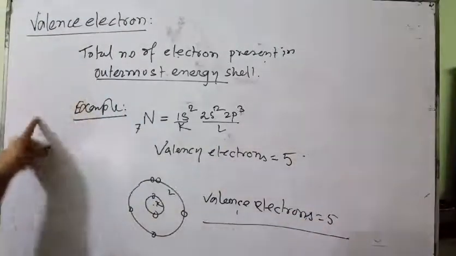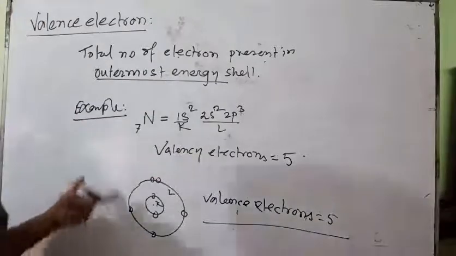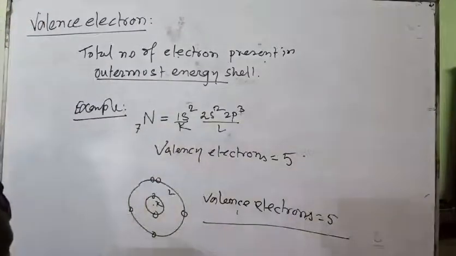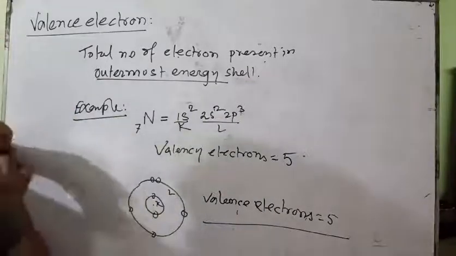The valence electron is the total number of electrons in the outermost energy shell, whether the element is a metal or non-metal, whatever it is.